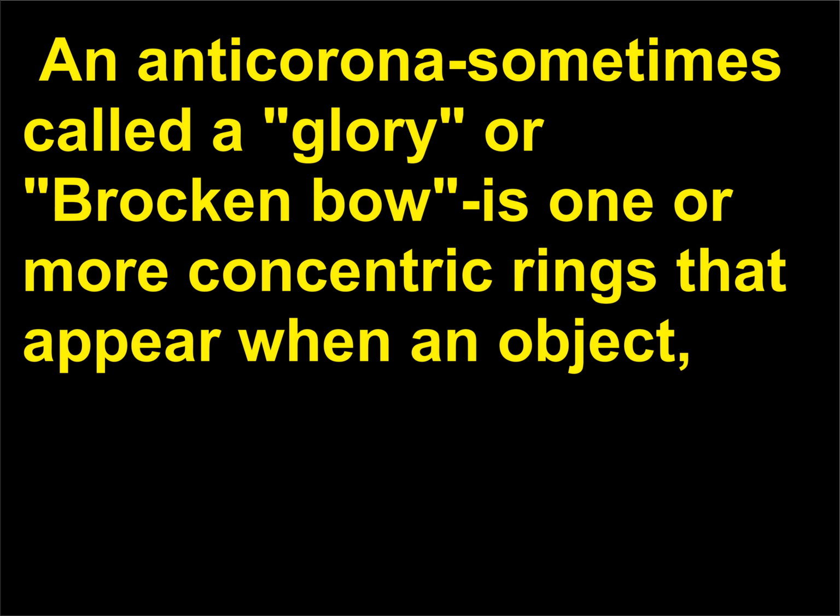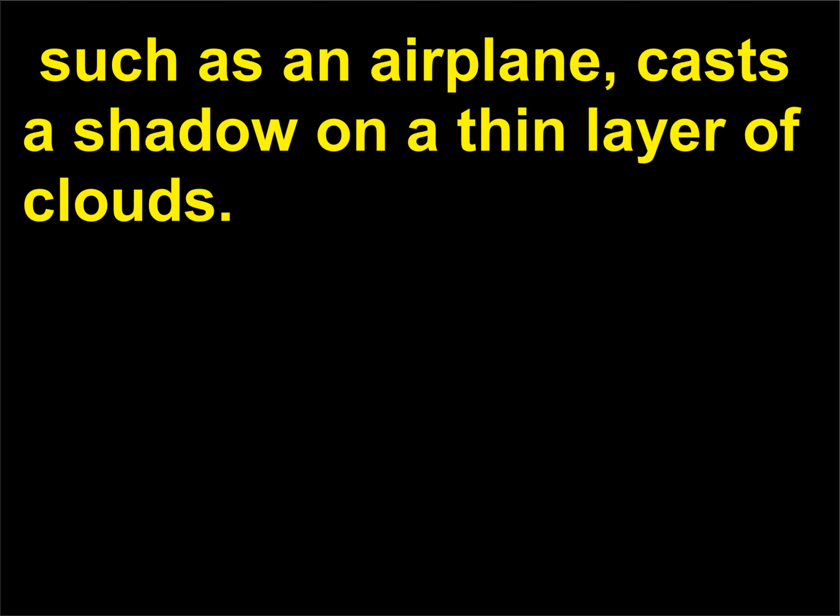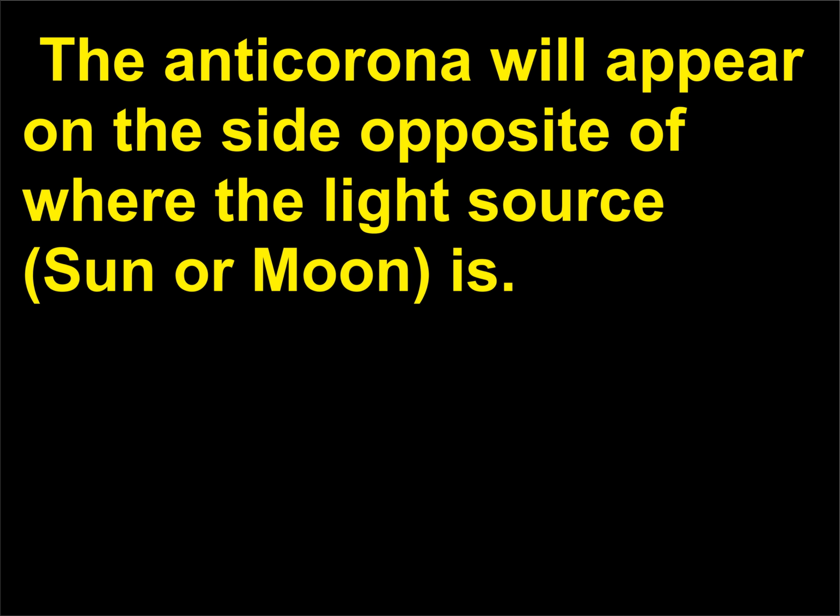An anticorona, sometimes called a glory or Brocken bow, is one or more concentric rings that appear when an object, such as an airplane, casts a shadow on a thin layer of clouds. The anticorona will appear on the side opposite of where the light source, sun or moon, is.